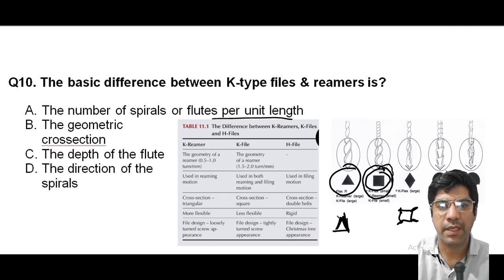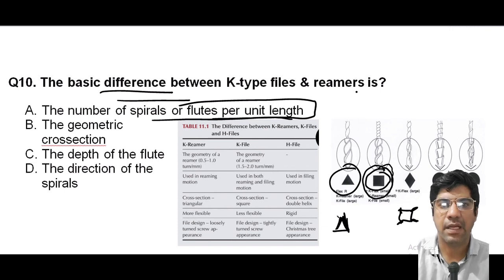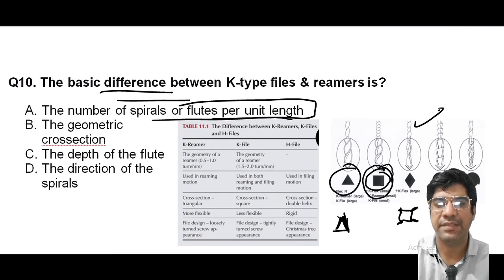Option C, the depth of flute. K files often have deeper flutes compared to Reamers. The deeper flutes provide more space for debris removal and enhance cutting efficiency. The direction of spirals: K files have a helical design with spirals running diagonally along the length of the file. So the best answer, the basic difference is the number of spirals or flutes per unit length. The K-type files have more spirals per unit length, whereas the Reamer has fewer.